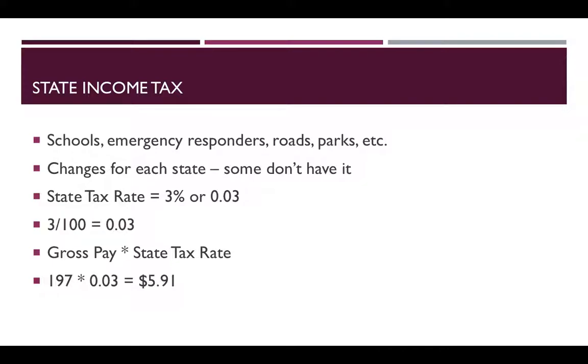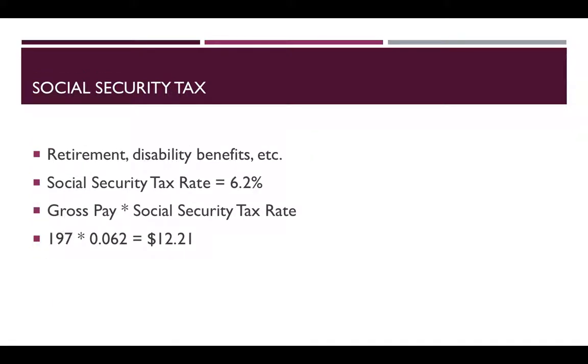Let's say the state tax rate is 3%. This will change for almost every assignment you have, so make sure you read your directions carefully. So it's 3% or 0.03. How did I find that? I took 3 and divided by 100. You're going to take your gross pay times your state tax rate. So if our gross pay is still $197 like it was for federal, we're going to take it times 0.03, giving us $5.91.